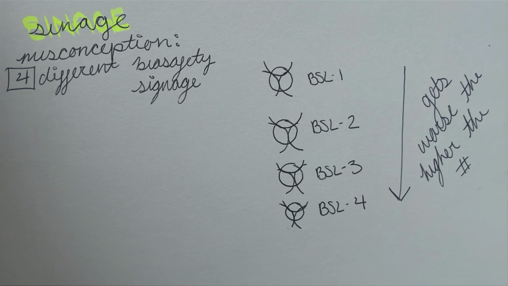BSL 3 is for work with microbes that can cause serious or potentially lethal disease through inhalation, and BSL 4 is the highest level for work with highly dangerous and exotic microbes that pose a high risk of aerosol-transmitted laboratory infections and life-threatening disease.